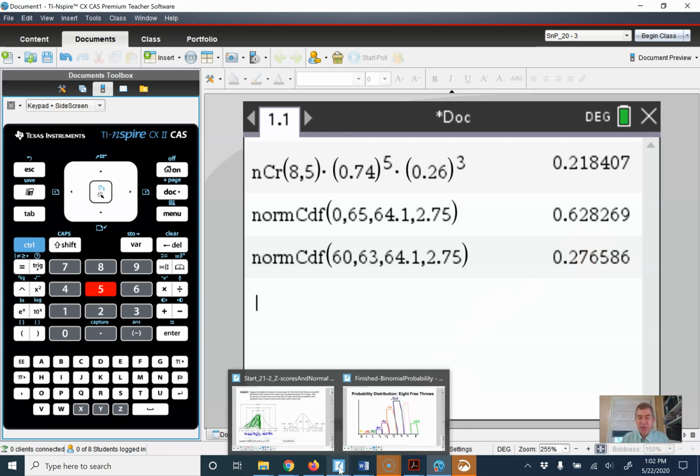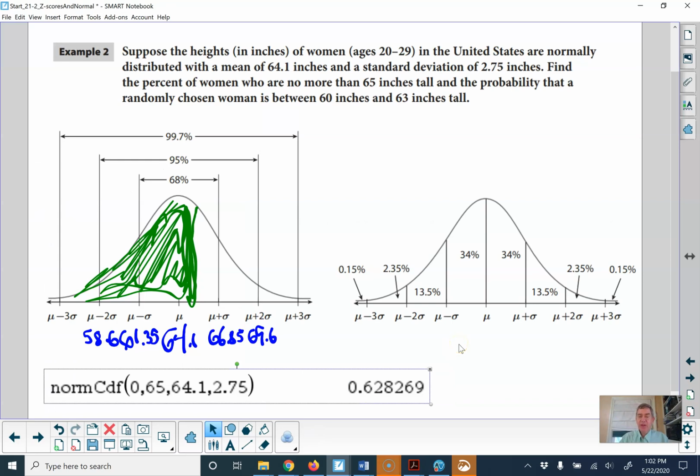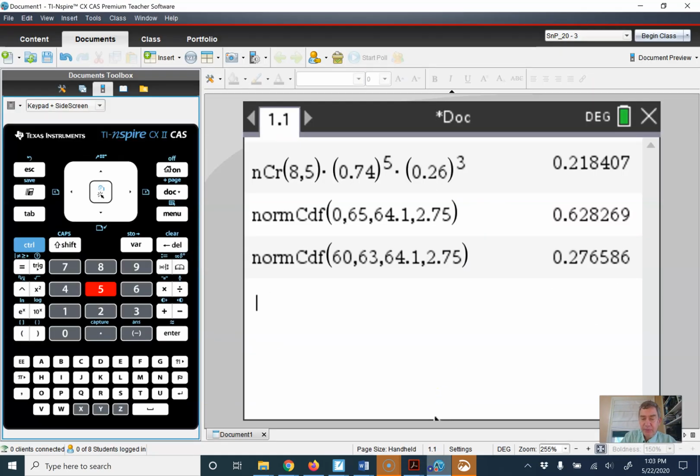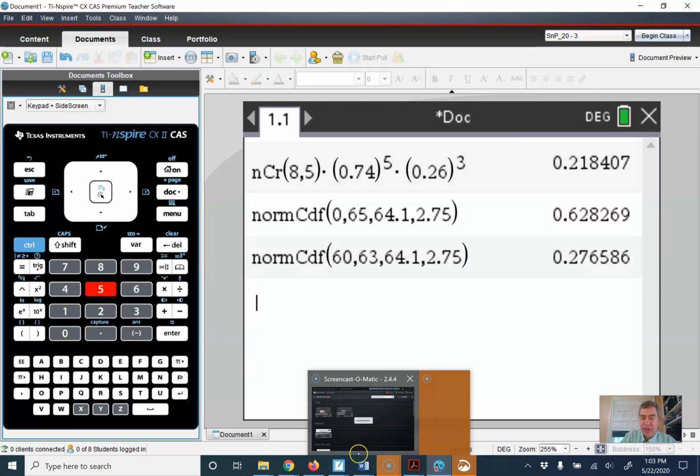Let's just make sure that that makes sense. 60 to 63 would be about here. 60, as you know, would be about here. 63 would be about here. Yes, that makes sense. 27%. 28%, 27.6%.